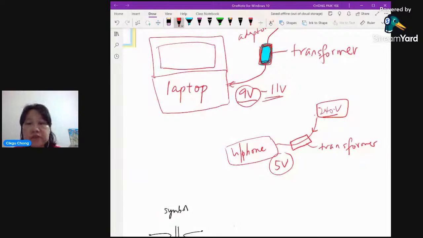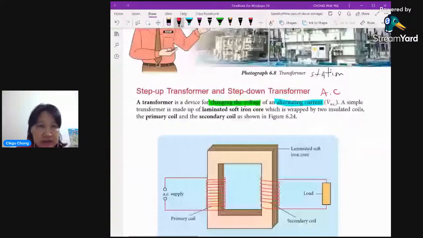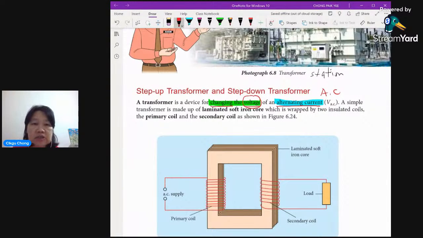Okay, so now we've seen the function of the transformer: to change the voltage, not current, not anything else. Changing the voltage of what type of current? You also have to mention AC, changing the voltage of an alternating current. Okay, so that is the function.